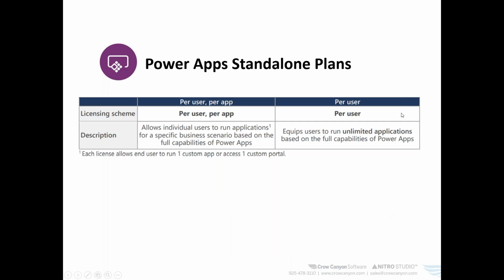So moving right along, let's take a closer look at the standalone plans of Power Apps. They have per user, per app, or just per user. The per user per app plan allows users to run one custom app or one custom portal. This used to be two custom apps prior to the December 21 release of the license update. If you're per user, then you get unlimited applications inside the capabilities of Power Apps.